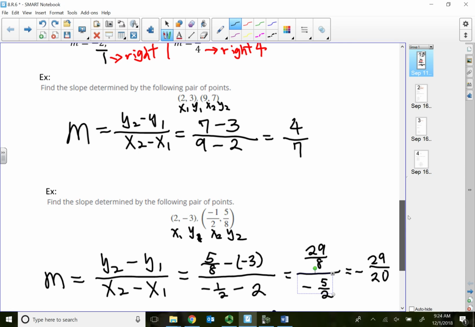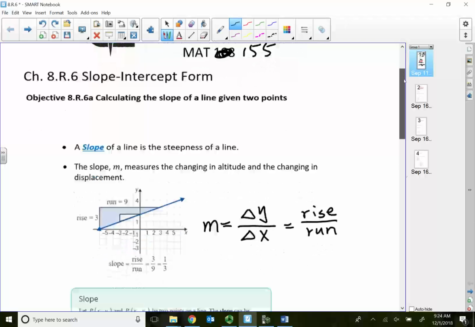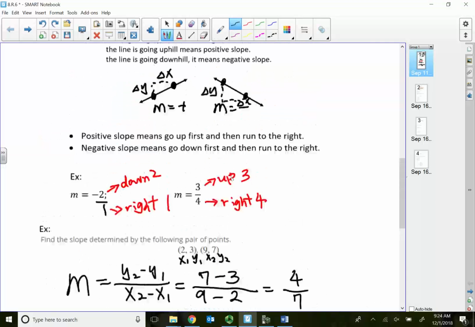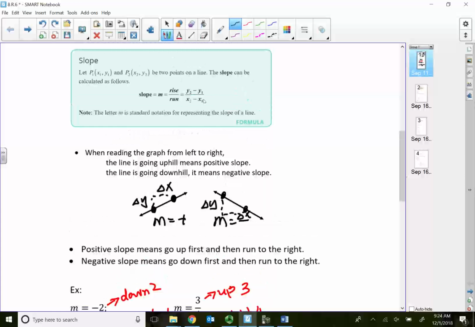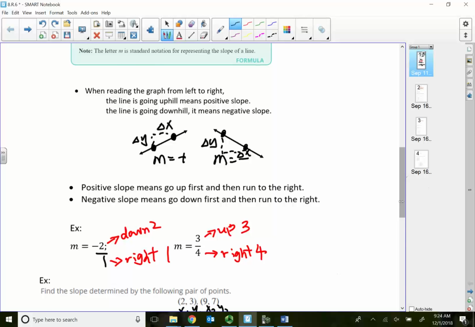All right, so when we find the slope from 2 points or 2 coordinates, we can actually use the slope formula. What the slope formula is basically saying is find the distance between the two y values and find the distance between the two x values. That's what it's trying to say.